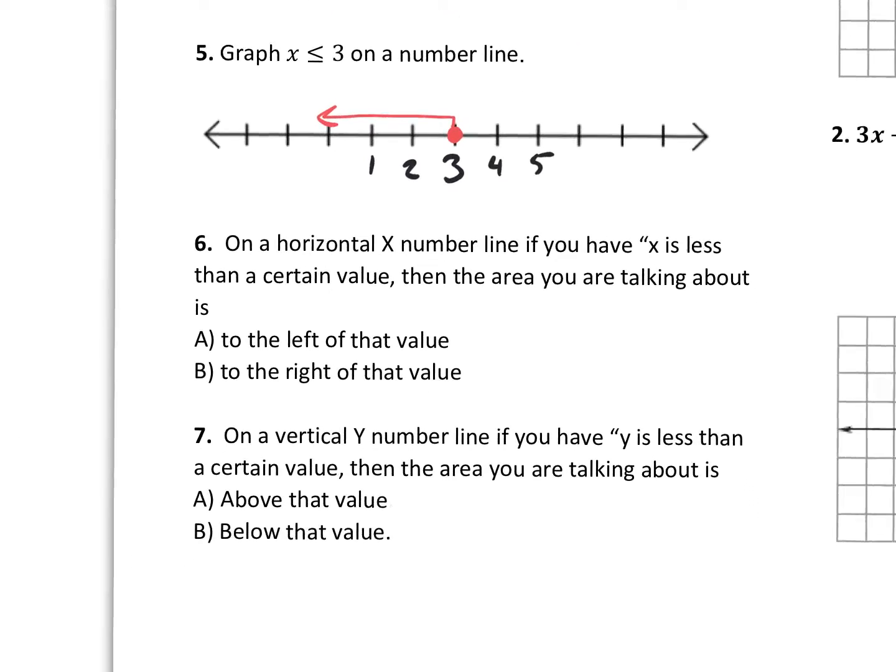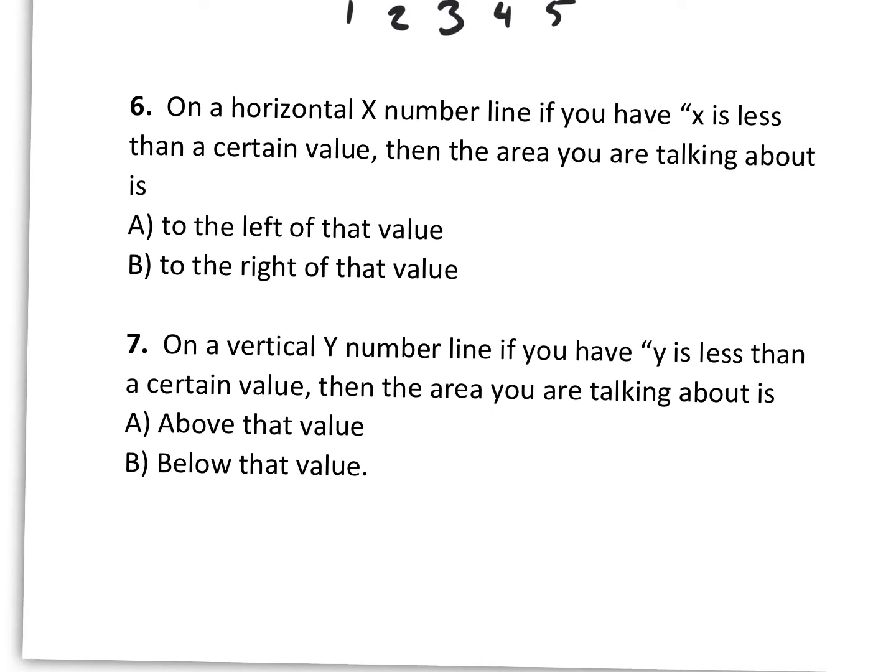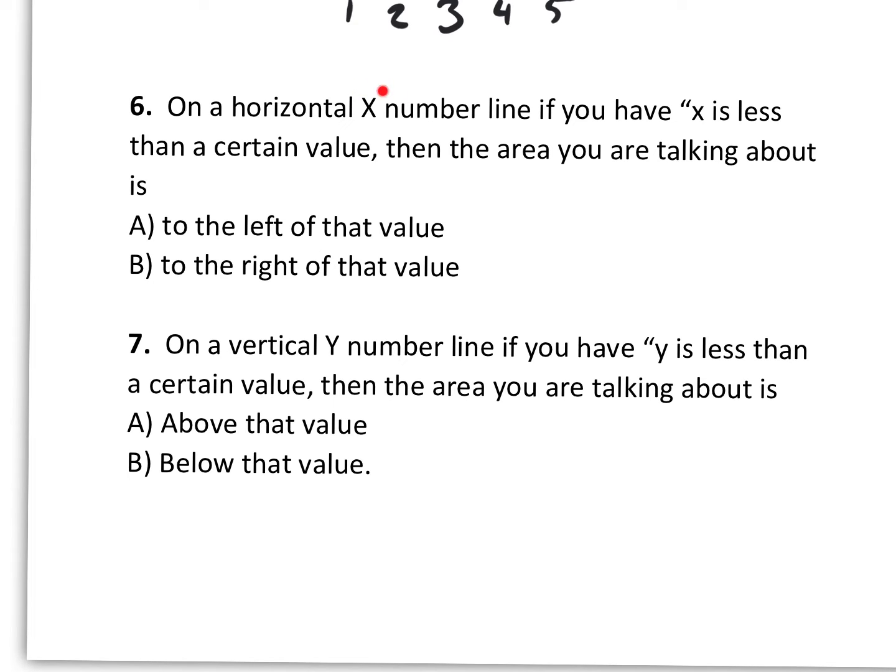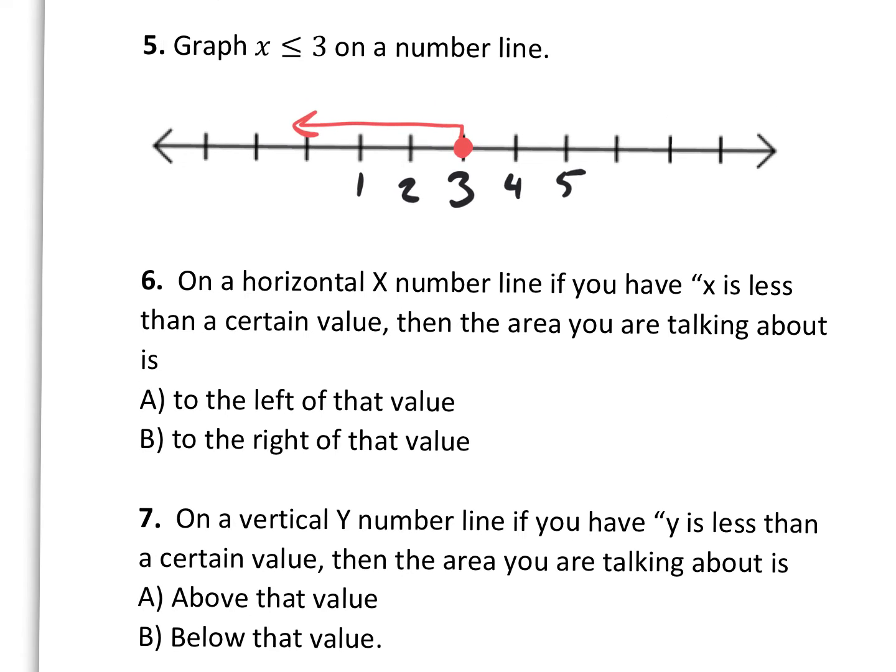Oh, a couple more questions, I'm sorry. Number 6, on a horizontal x number line, if you have x is less than a certain value, then the area you're talking about is to the left of that value or to the right of that value. Well, if it says x is less than, that's to the left. If it's greater than, it's to the right. Just the way we demonstrated up here. X is less than or equal to 3, solid dot because of the or equal to, but the less than is to the left. If it would have been a greater than, that would have been to the right.